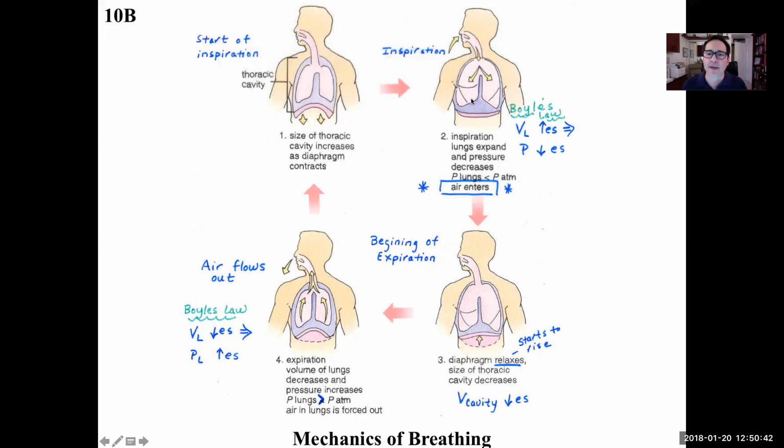The lung volume then increases. If the volume increases, the pressure inside decreases. So the atmospheric pressure, which is higher, will go in during inspiration. And the opposite happens on expiration.